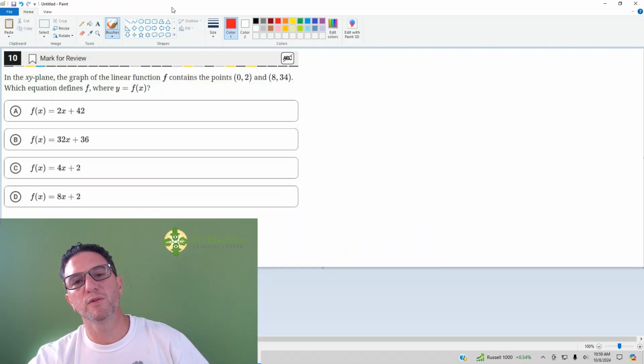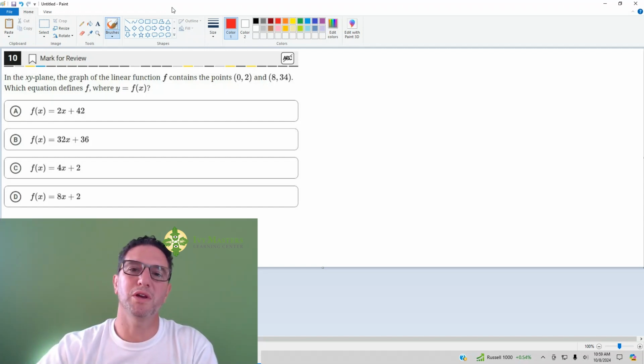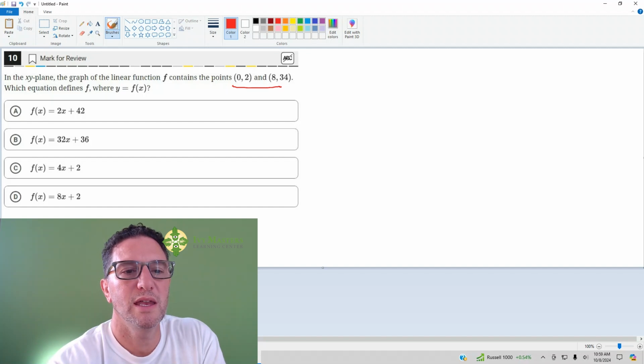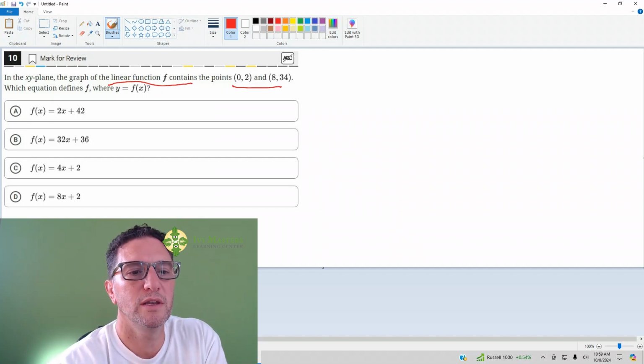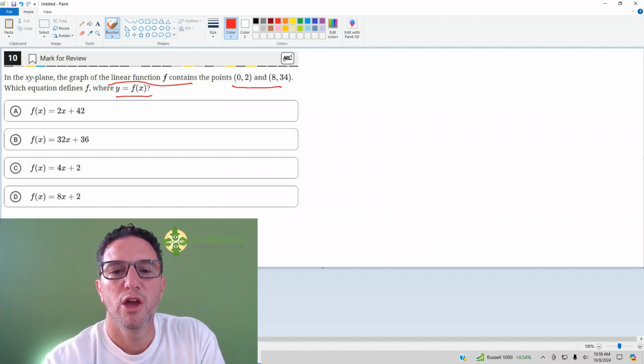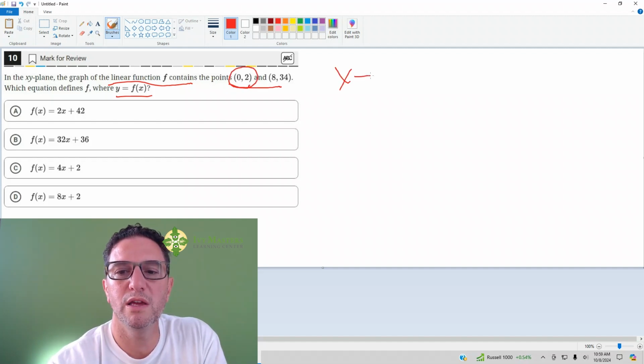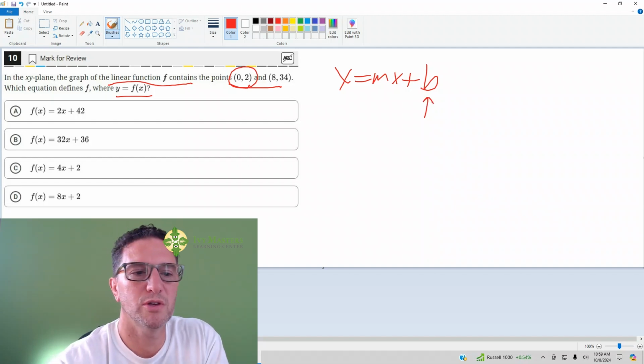There's a 10th question from Digital SAT, Test 3, Module 1. Number 10 gives you 2 points, and it's asking you for the linear function for y equals f of x. So if you notice, your y-intercept here is 2, and y equals mx plus b. Your b is your y-intercept, so that should be 2.